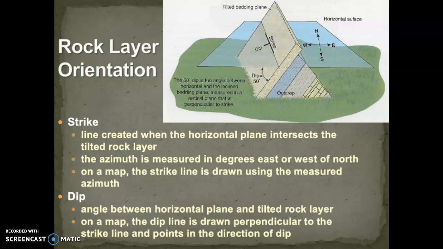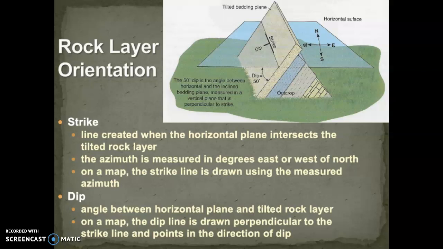You can see the horizontal surface or horizontal plane is in blue, and the rock layers are tilted in the drawing. And where the blue horizontal plane intersects the tilted rock layer, they've drawn a line and labeled it strike. So that's what the strike line is. And what we then do is we set a compass along the edge of the strike line, and we measure how many degrees east or west of north that strike line points.